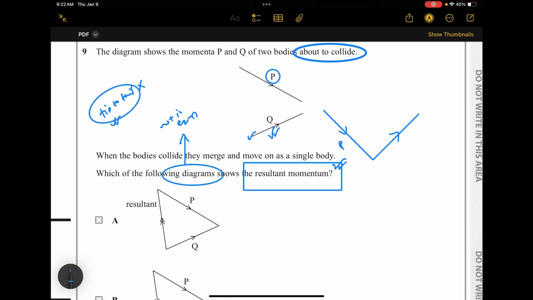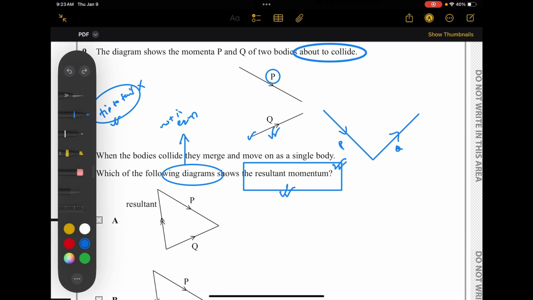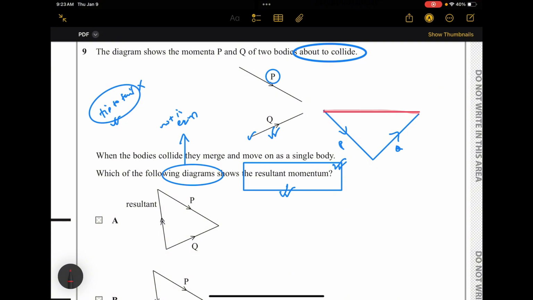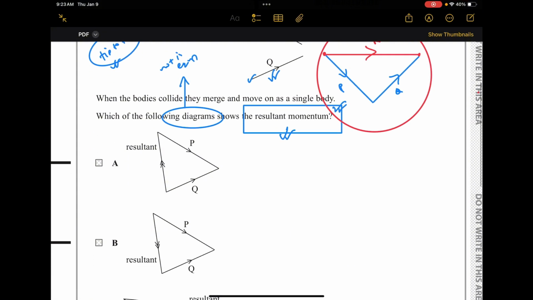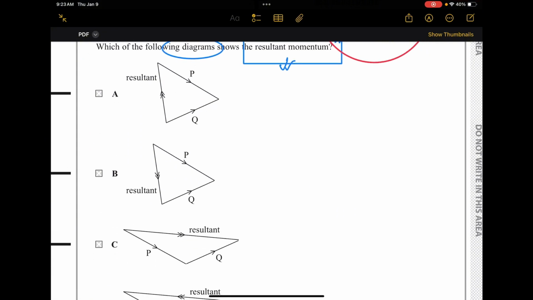The tip of this P is with the tail of this Q, but our resultant momentum will not be a tip to tail diagram. Our resultant momentum will be like this. You can see here that the tip of this resultant is with the tip of this Q, and the tail of this R is with the tail of P. So overall it is not a tip to tail diagram, but P and Q is tip to tail. So we can basically see that this is our correct answer. Our correct answer will be C. All the other ones are wrong.